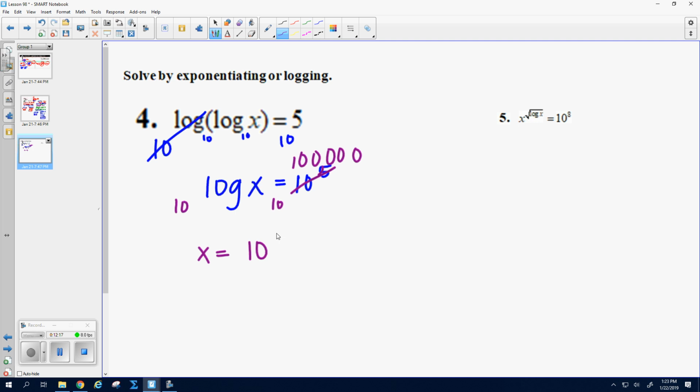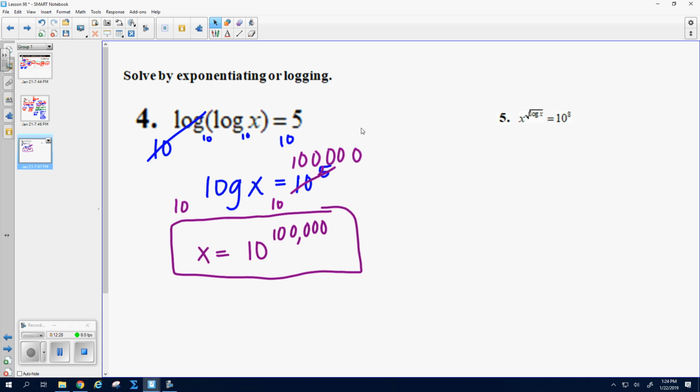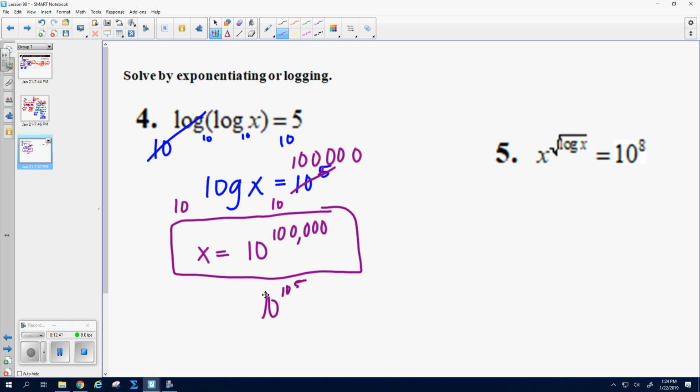And if you do try to plug this in, 10 to the 100,000th power, I don't think it works, so you have to leave it like that. I think your calculator can't handle it. It's too big of a number. I feel like you can't, yeah, 10 to the 5th to the 10 to the 5th. I don't think that's normal. I don't think we could do that. Don't do that. Yeah. All right.